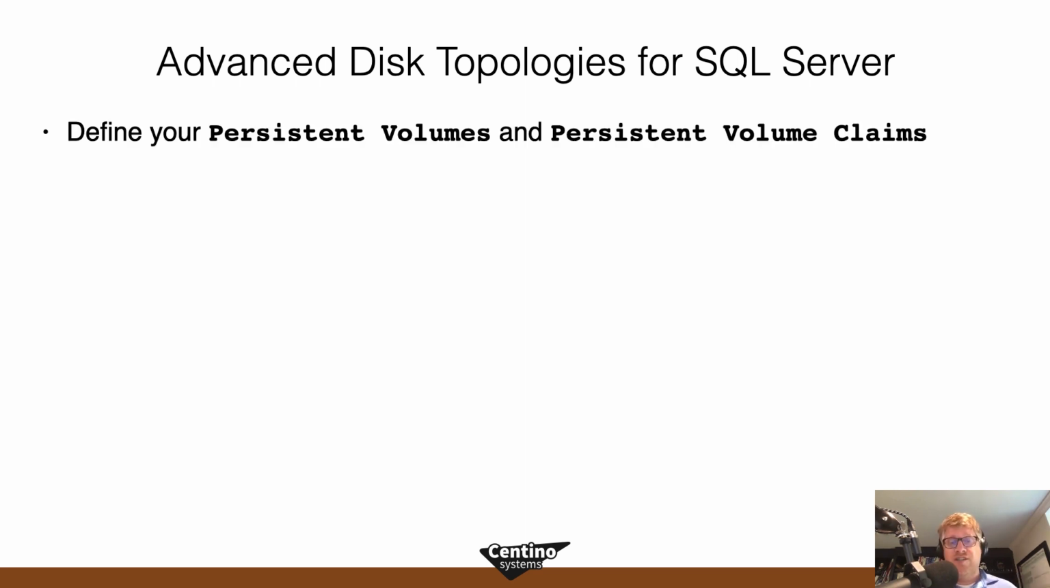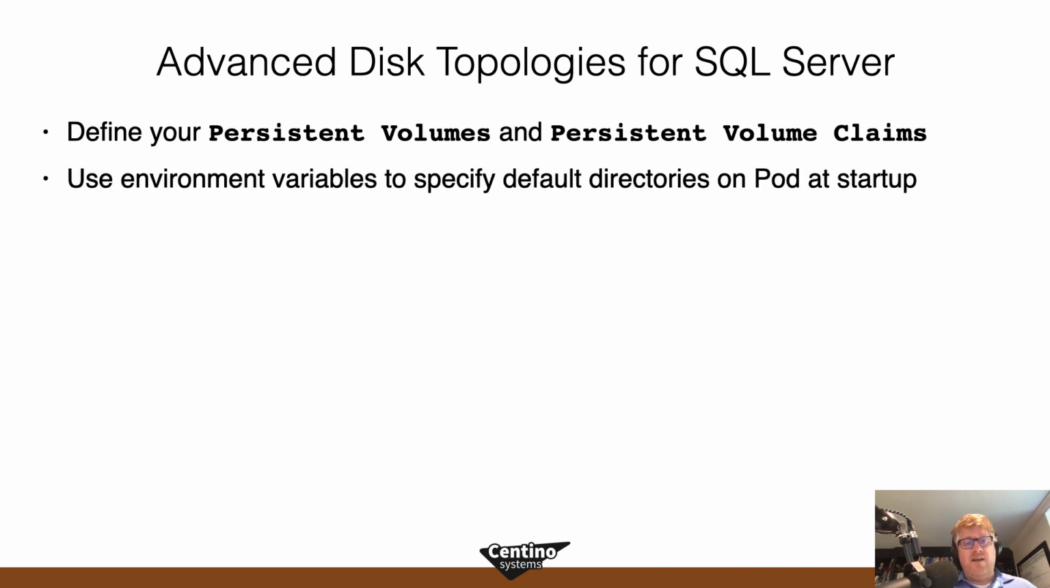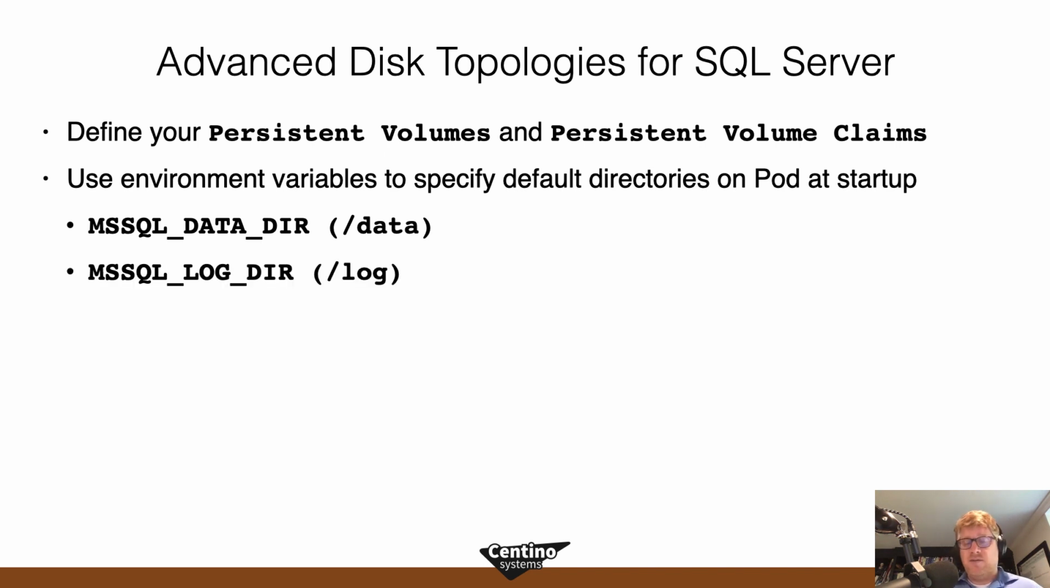Well, what you're going to do is define the storage subsystem using the same tools and techniques, right? You're going to define persistent volumes if we're using static provisioning, and we're going to use persistent volume claims either way. Then we can configure some environment variables to specify the default data and log directories at startup. Those environment variables will give values that say, you know what, I want all of my databases by default to go to /data or whatever that is. And I also want all of my log files to go to /log or whatever path that is.